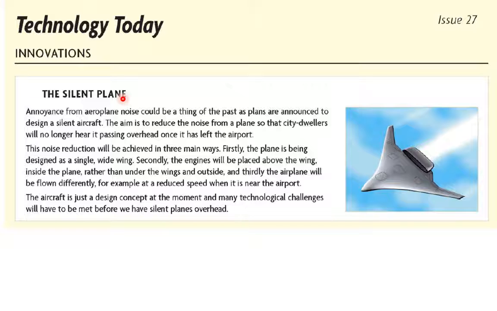Silent plane is the synonym of the silent aircraft. If we continue to read the topic sentence of the remaining paragraph, we can understand that the second paragraph is about something. What is this thing? This noise reduction will be achieved in 3 main ways. So, the second paragraph is about 3 main ways that achieve noise reduction.